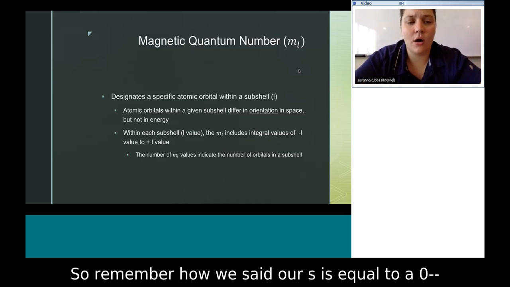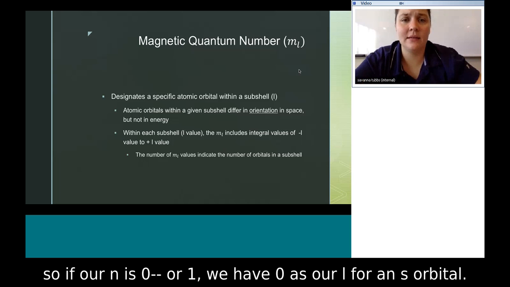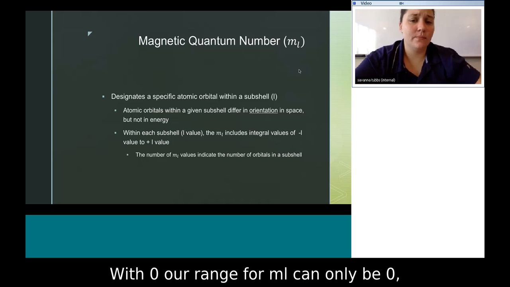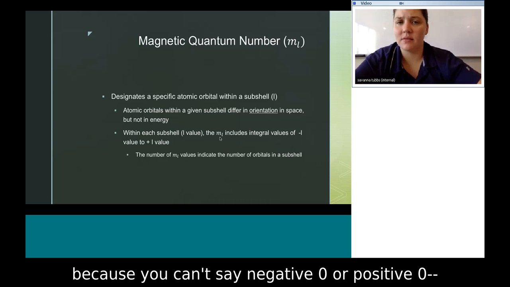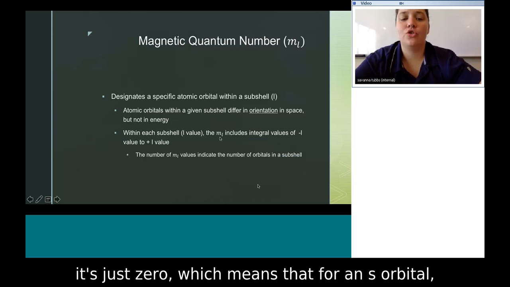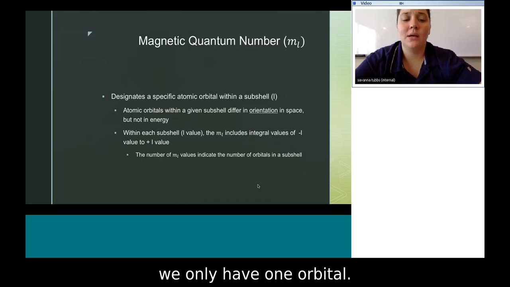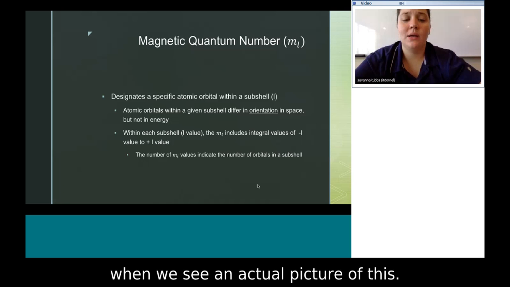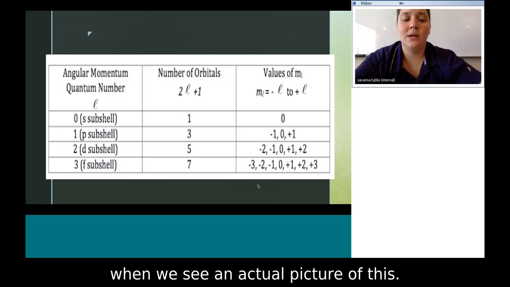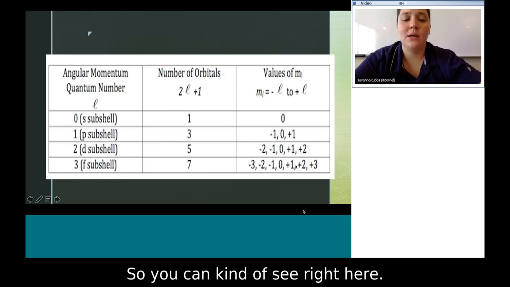So remember how we said our S is equal to a 0. So if our N is 0 or 1, we have 0 as our L for an S orbital. With 0, our range for ML can only be 0, because you can't say -0 or +0, it's just 0, which means that for an S orbital, we only have 1 orbital. And it'll make a little bit more sense when we see an actual picture of this. So you can kind of see right here.